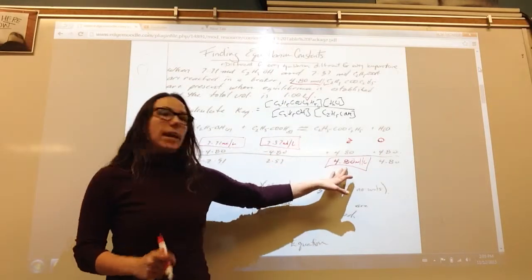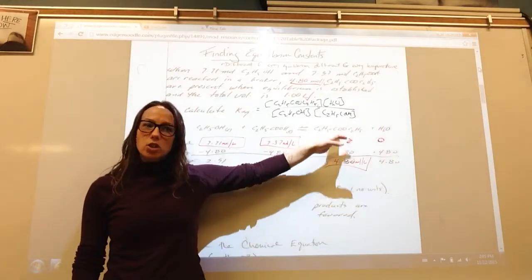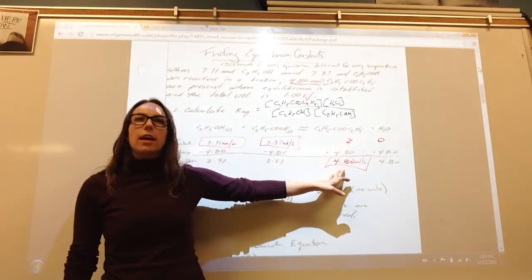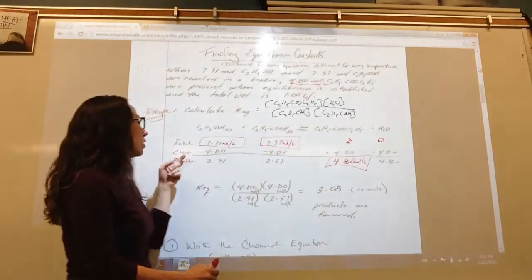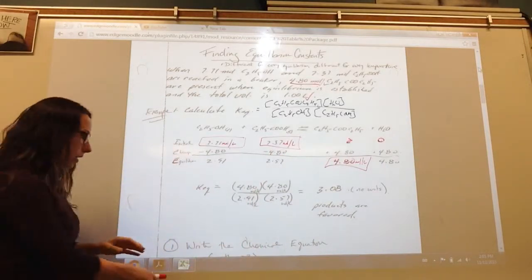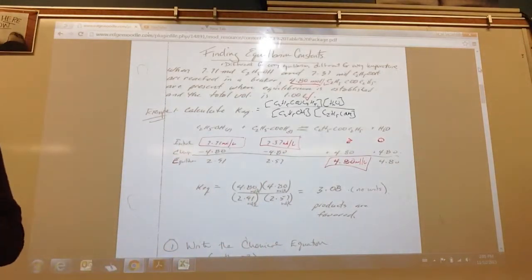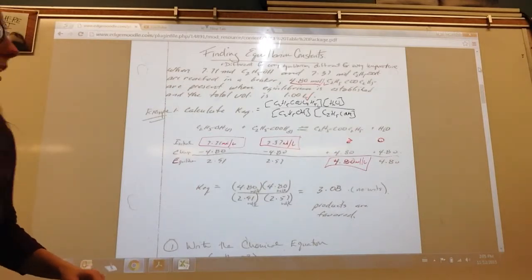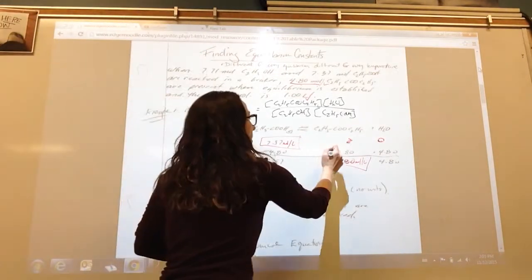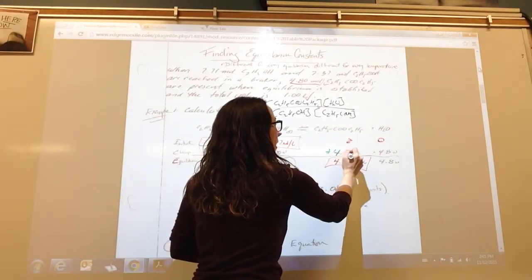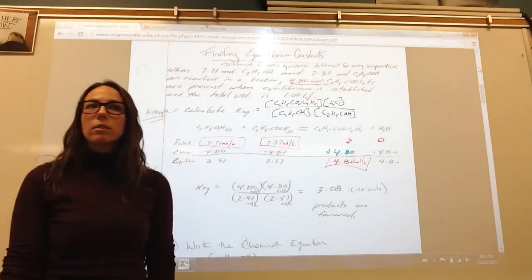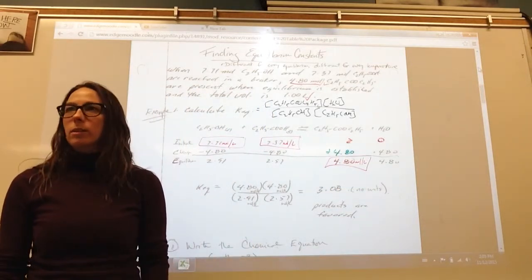It says I've made that much. If I started with 0 and at the end I have 4.8, it must have changed. I need a new color now. It must have changed by an addition of 4.80 moles per liter. Everybody get where I got that change from?